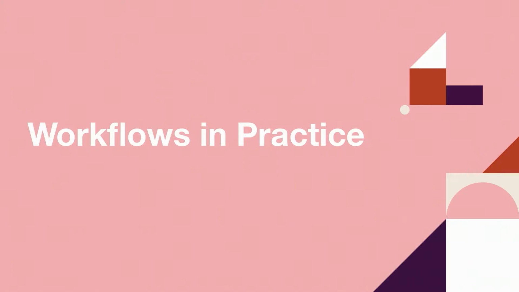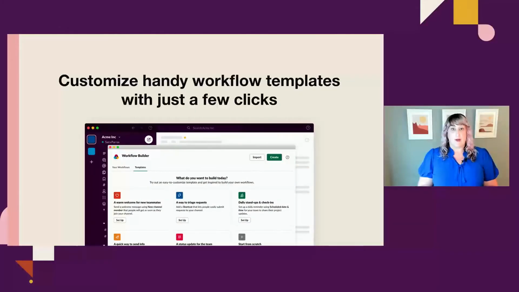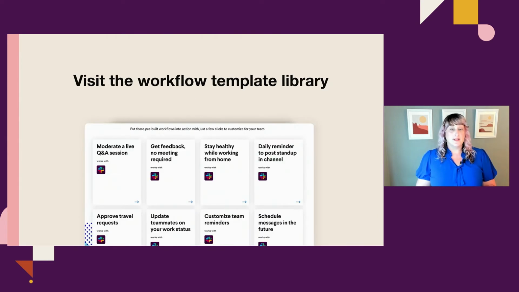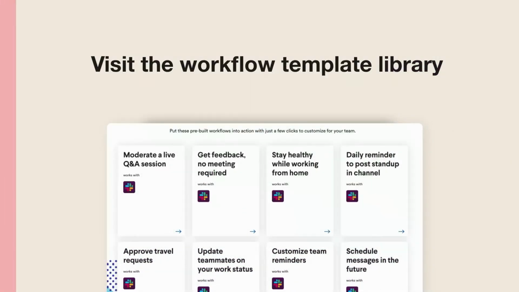So let's take a look at some workflows in practice. You can get started quickly with workflows by visiting the template library right inside of Slack, which you can see here. Pick a template, customize it to your own Slack workspace, and then publish it to the channel of your choice. You can find more templates online in our resource library. There are templates in the library to help with remote work, everything from reminders to drink water and walk around, to collecting information to share between team members who may be in offset time zones. Put these pre-built workflows into action with just a few clicks to customize for your team.